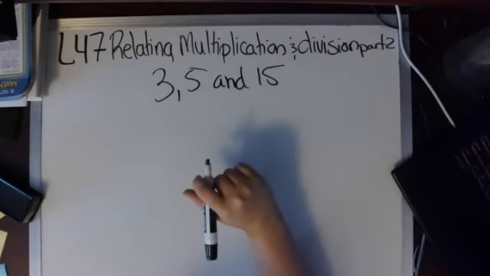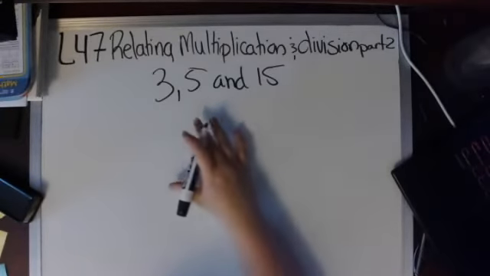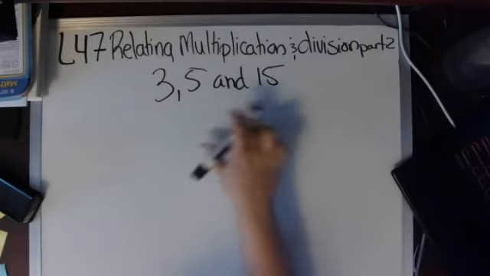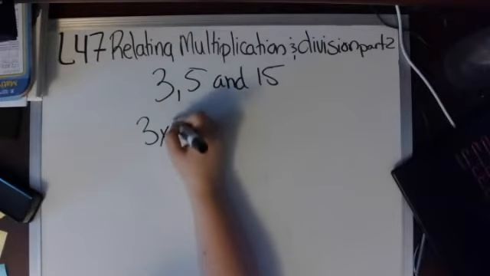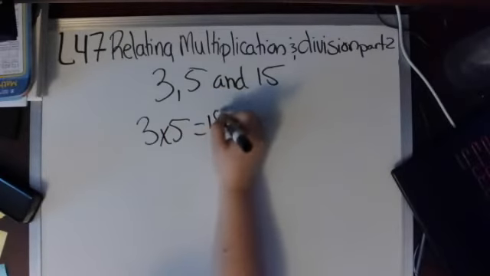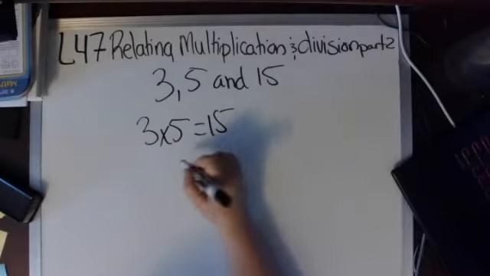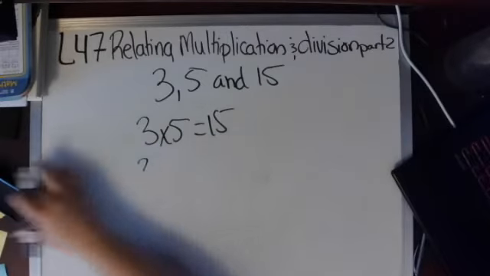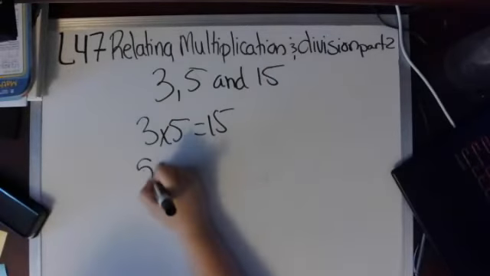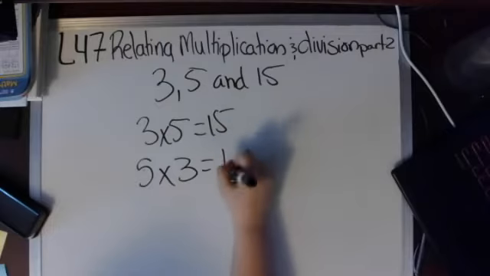Just like we do for addition and subtraction, we start by looking at them and saying, okay, well, 3 times 5 is 15. There's a multiplication fact. My second multiplication fact is nice and simple. I just switch these two around because 5 times 3 is still 15.